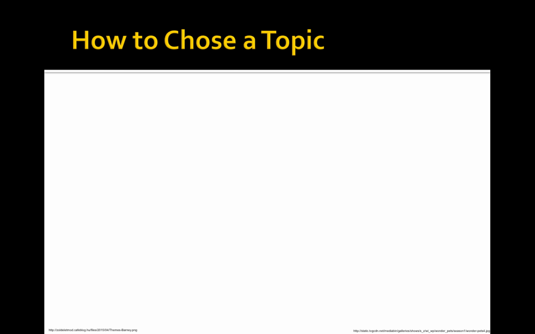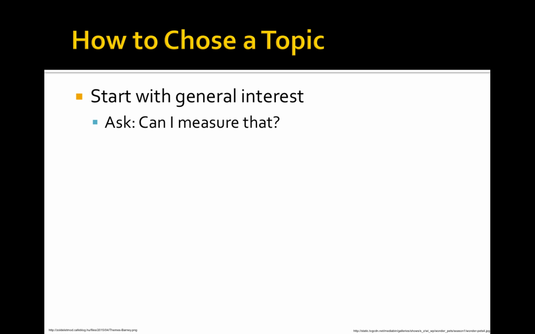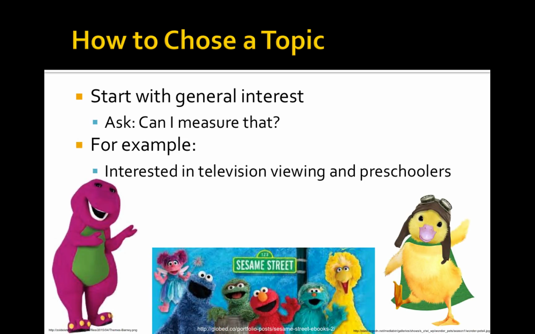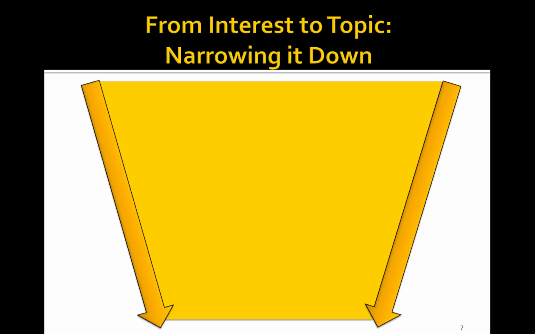So, how do you go about choosing a topic? Well, we already mentioned that you start with your interests. And then you have to ask yourself, can I measure that? For example, I am interested in television viewing and preschoolers. So that's a little bit broad. There's a lot of things out there on television and preschoolers. So let me break it down.